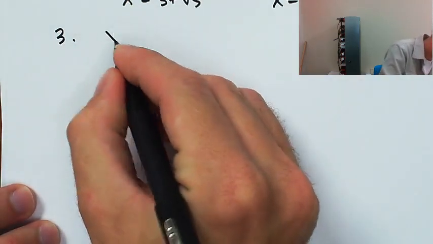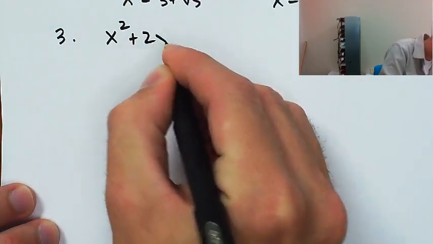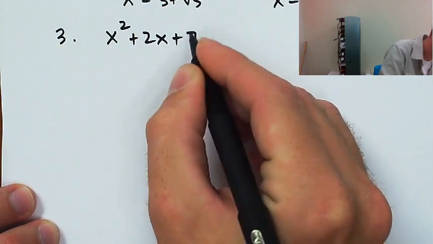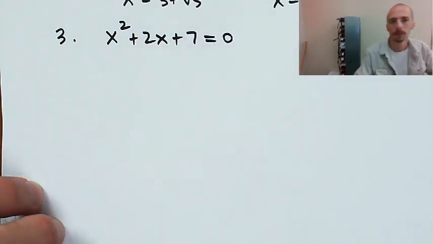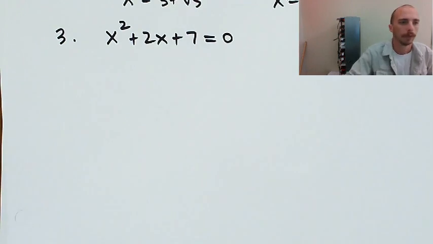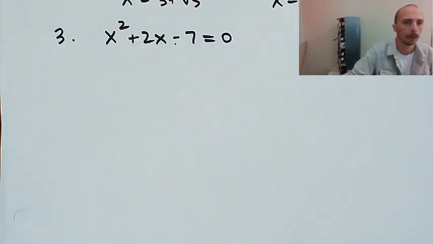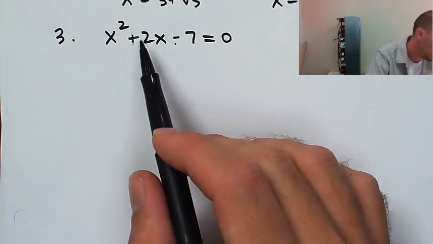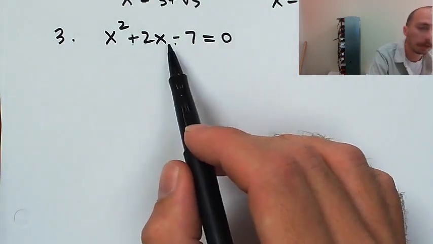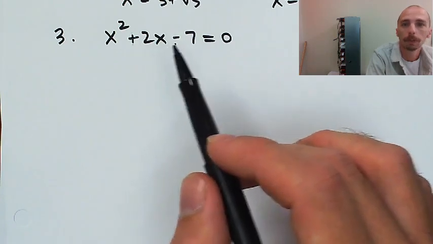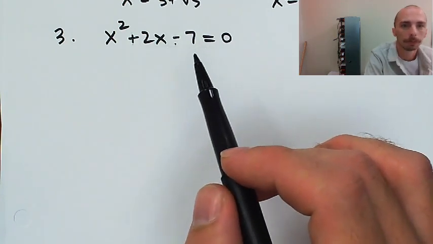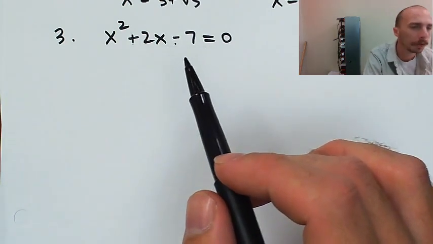All right, so we've got x squared plus 2x minus 7 equals 0. Okay, positive 2x minus 7. The idea here is that we need to turn the x squared plus 2x into a square, and I'm going to do that by adding the same number to both sides of this equation. And then I'll work some stuff around.